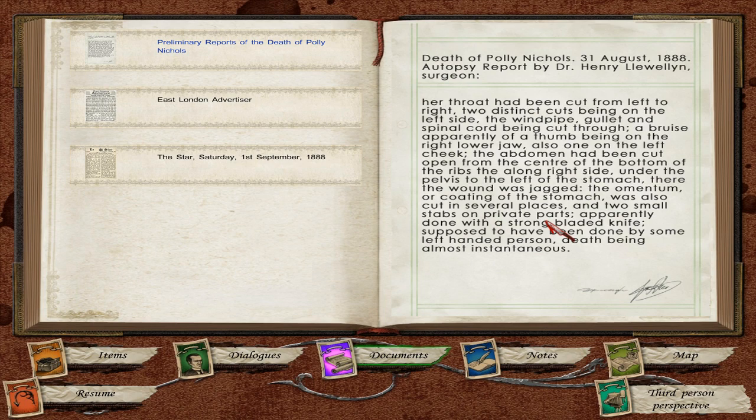Ouch. Well, this was post-mortem, so the victim didn't feel anything. Apparently done with a strong bladed knife. Probably a kitchen knife or a butcher's knife? Maybe? Supposed to have been done by some left-handed person, death being almost instantaneous. Wait, you mean all the cuts were done while she was still alive?